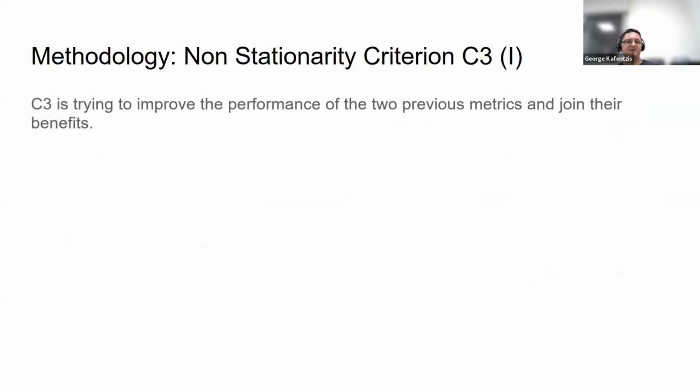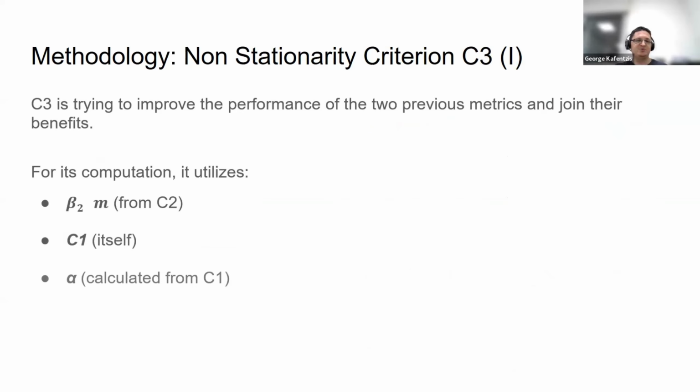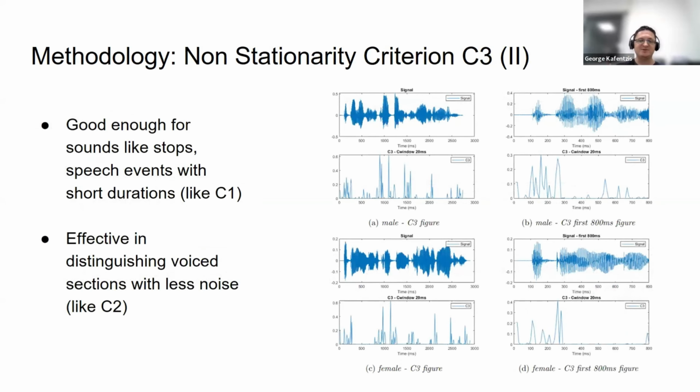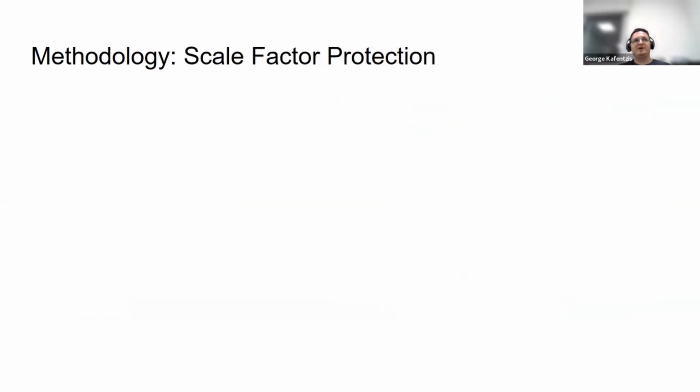If we put these two together in a new criterion called C3, then we take all the necessary details from C1 and C2, and we construct their combination called C3. I will leave the math aside because this is not the interesting part. The interesting part is this figure. When you apply the C3 criterion on the same speech signals, we see that it's good enough for sounds like stops or speech events with short duration, similarly to C1, and it's also effective in distinguishing voiced sections, however, with less noise than C1. So we have a good method to apply timescale factor protection.